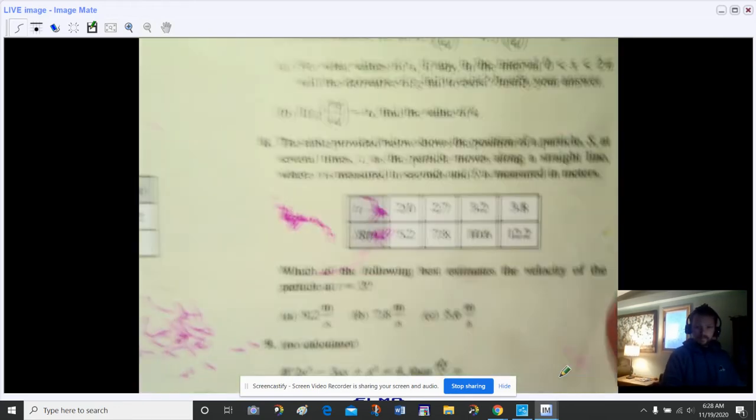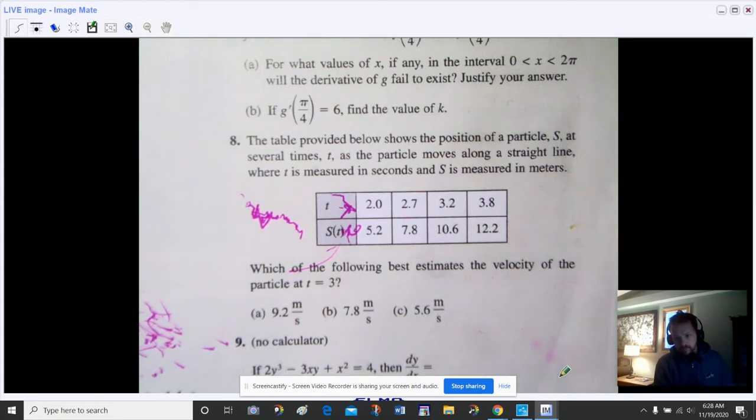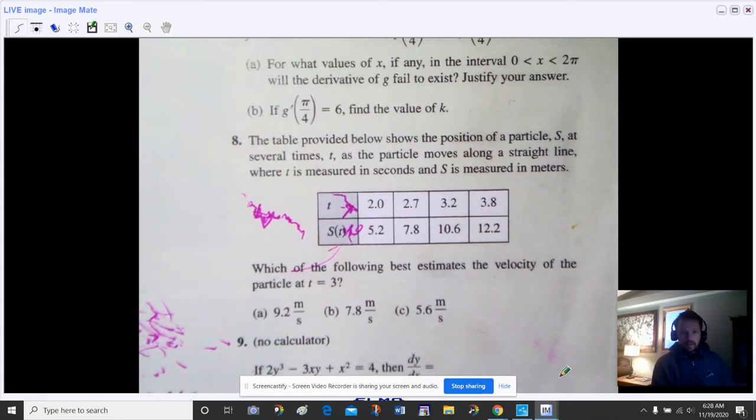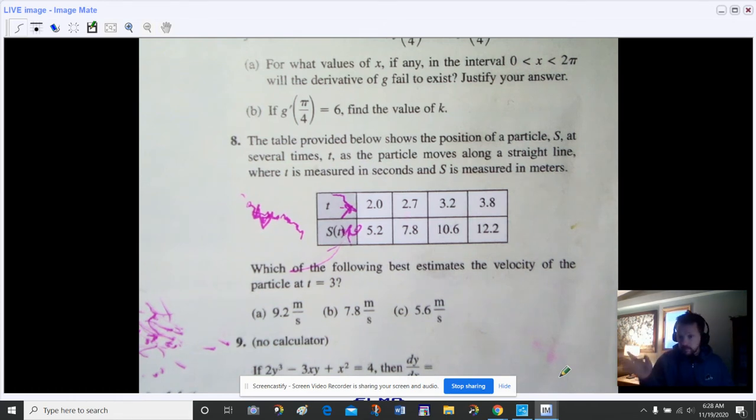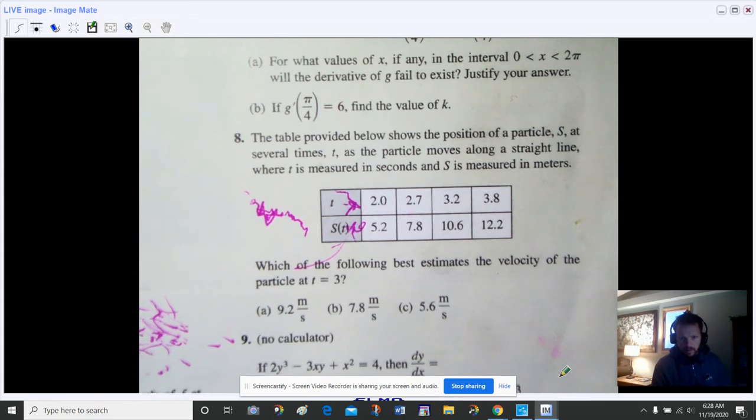All right. Let's take a look at 8. Pause it. Try it. The table provided below shows the position of particle S at several times t. Not really at any good broken up interval, just kind of spread out wherever. As the particle moves along a straight line, where t is measured in seconds and s is measured in meters. Which of the following best describes the velocity of the particle at t equals 3?